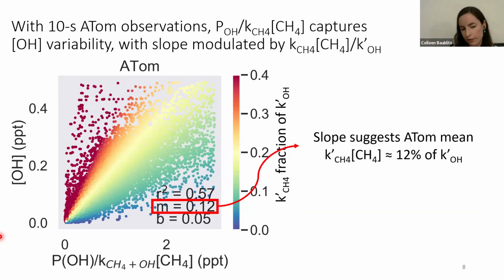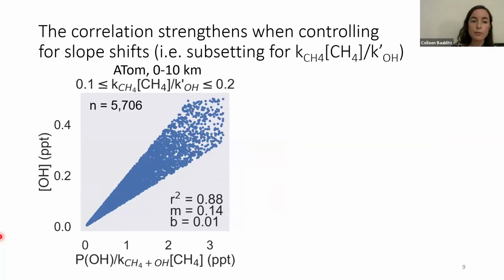Okay, and so something else that we can take from what we're seeing in terms of the broader relationship between the proxy and OH is that the slope seems to suggest that the mean contribution of methane to OH reactivity along the ATOM flight tracks is about 12% of its OH reactivity. Okay, and so this begs the question, if we were able to subset for the relative contribution of methane to total OH reactivity, could we recover a stronger relationship between the proxy and OH? And from there, maybe use the proxy to try and learn something about the sensitivity of OH to its drivers. Okay, and so we move on to do that.